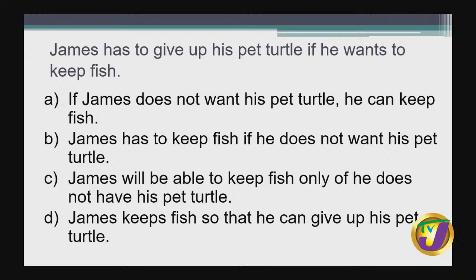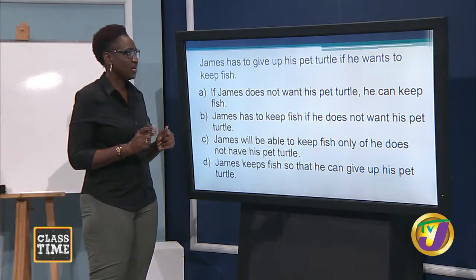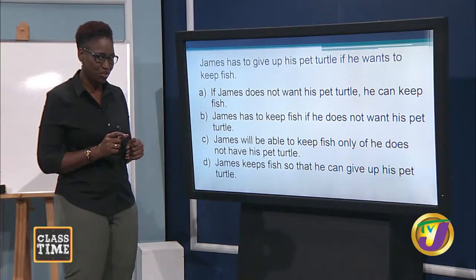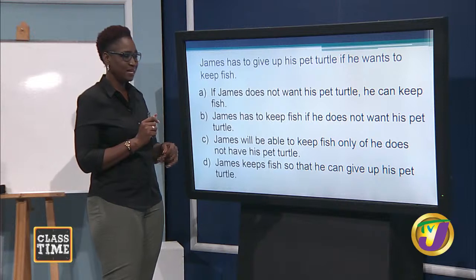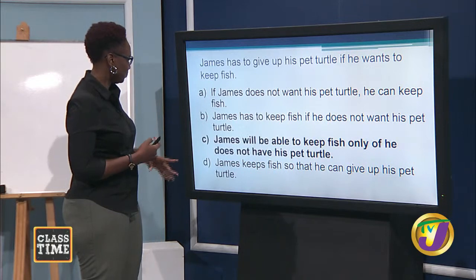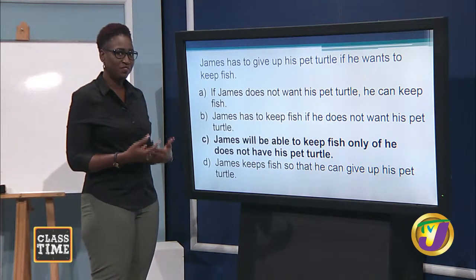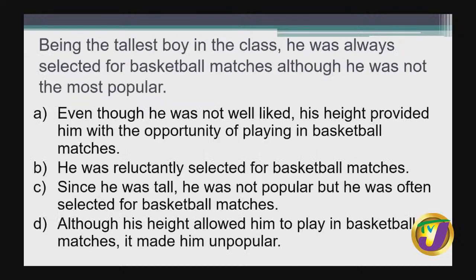Very interesting. So which of these conveys the same idea that you got from James has to give up his pet turtle if he wants to keep fish? You should know this because only one of them really gives you the idea that he has to give up the turtle in order to have fish. And that one is C. James will be able to keep fish only if he does not have his pet turtle. So he has to give the turtle up or give it away in order to have fish. Perhaps the turtle will eat them. We don't know. All right, let's look at another one.